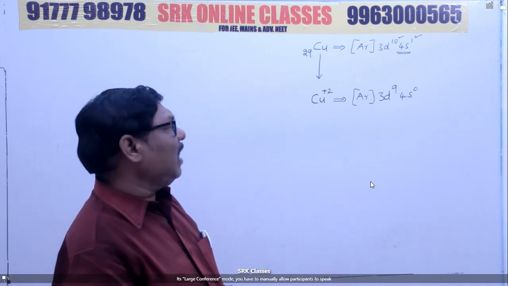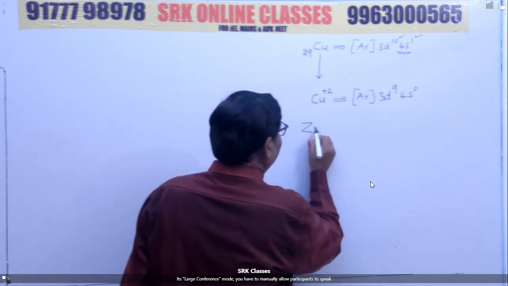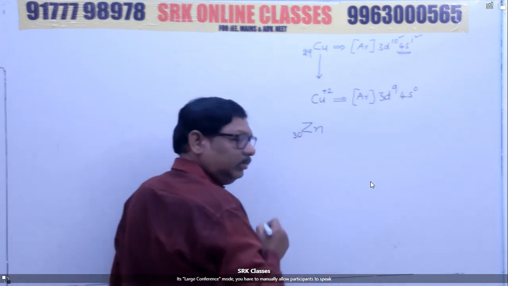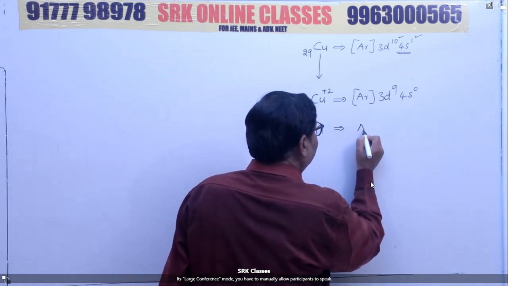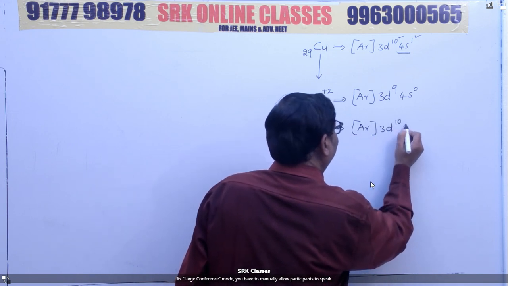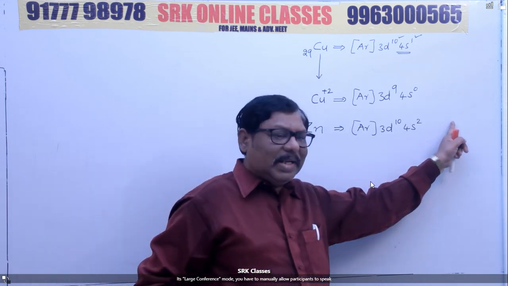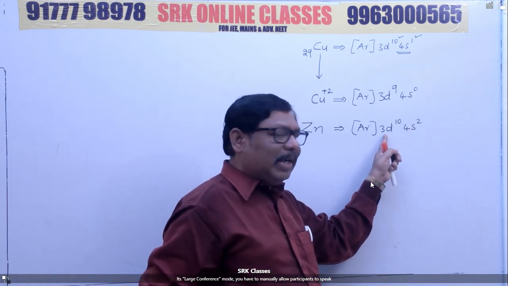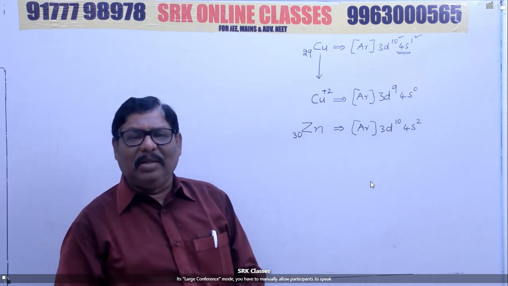Similarly, I'll take one example: zinc. The atomic number of zinc is 30. The electronic configuration will be argon 3d10 and 4s2. Look here, only the outermost shell is incomplete. There is no unpaired electron in the d orbital. Therefore, zinc cannot be called a transition element.